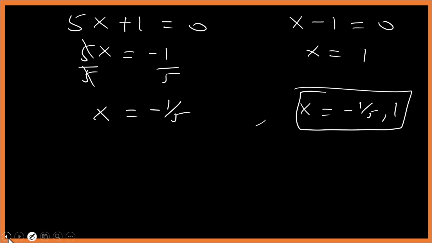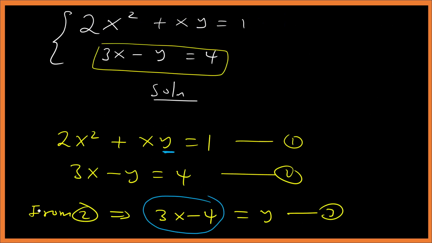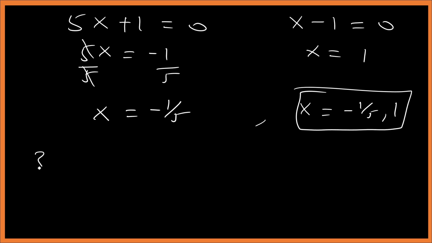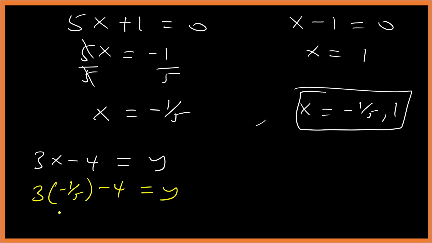So let's use any of the equations to solve for y. We can use this one: 3x minus 4 equals y. So let's plug in the first answer. For x equals minus 1 over 5, this side will be 3 times minus 1 over 5, minus 4.